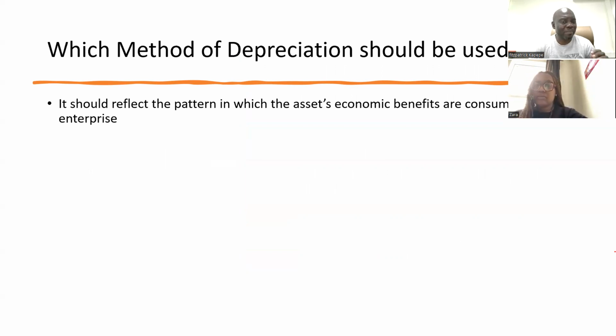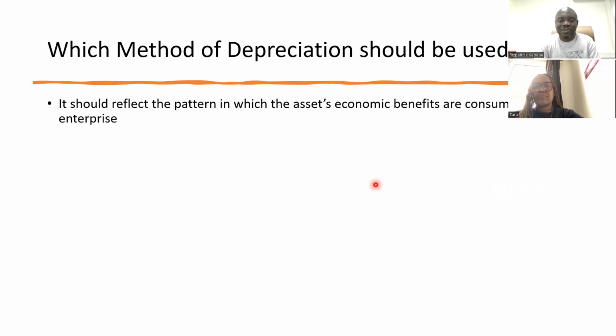You actually need to check the pattern in which your assets' economic benefits are consumed by the enterprise. Then you decide whether you're using reducing balance, sum of digits, or straight line. That will be determined by the pattern. For example, I've never heard of sum of digits. I only know the two, straight line and reducing balance. Yeah, but for sum of digits, you'll find an expression like this.